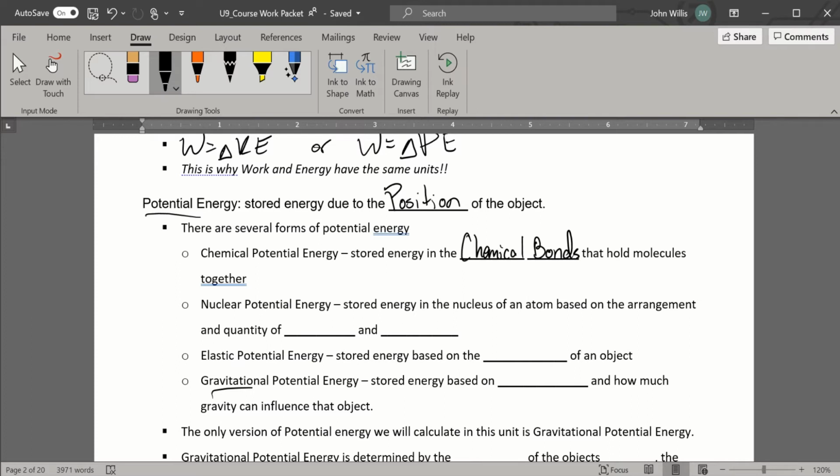Nuclear potential energy is another really good example of potential energy. We could talk about nuclear power plants. Sure, that's a good example. We could talk about nuclear bombs, right? Hiroshima or Nagasaki, when you rearranged that nucleus and caused fission to occur where it broke into smaller pieces, from chemistry last year, there was a lot of energy that was released. Sure, it comes from the quantity and arrangement of protons and neutrons inside the nucleus.